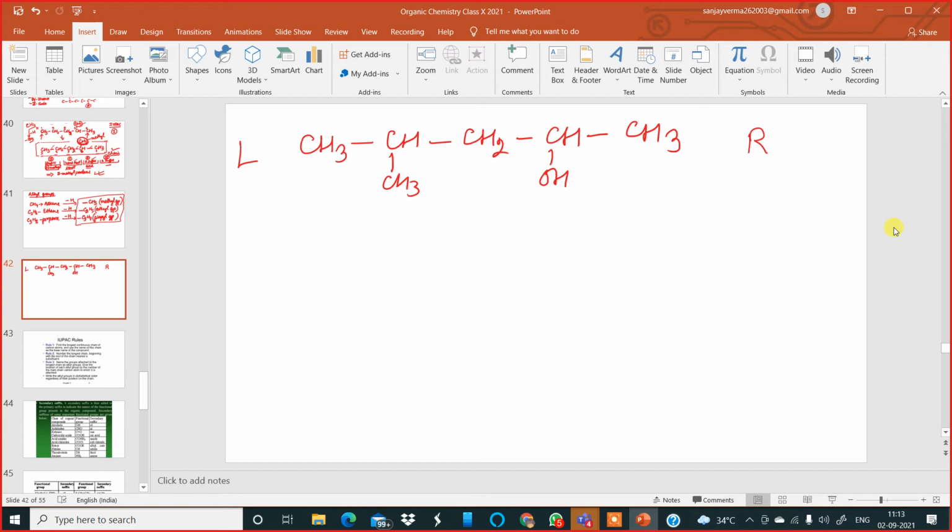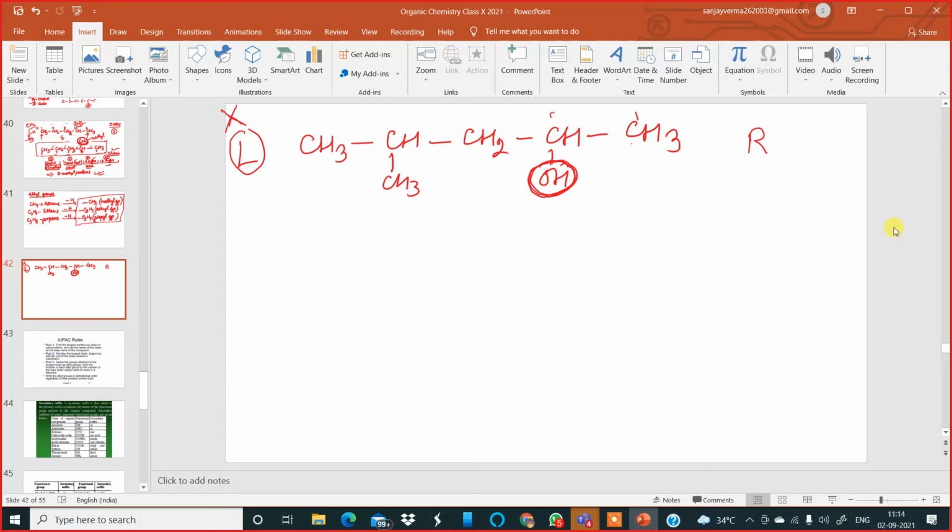Left hand side carbon. If you are numbering from the left hand side carbon, then you are wrong. If this OH is not there, then you are correct. But this OH is a functional group. The presence of a functional group dominates the numbering. So from whichever carbon the functional group is closer, this functional group is closer to the right hand carbon. So that's why we number from here.